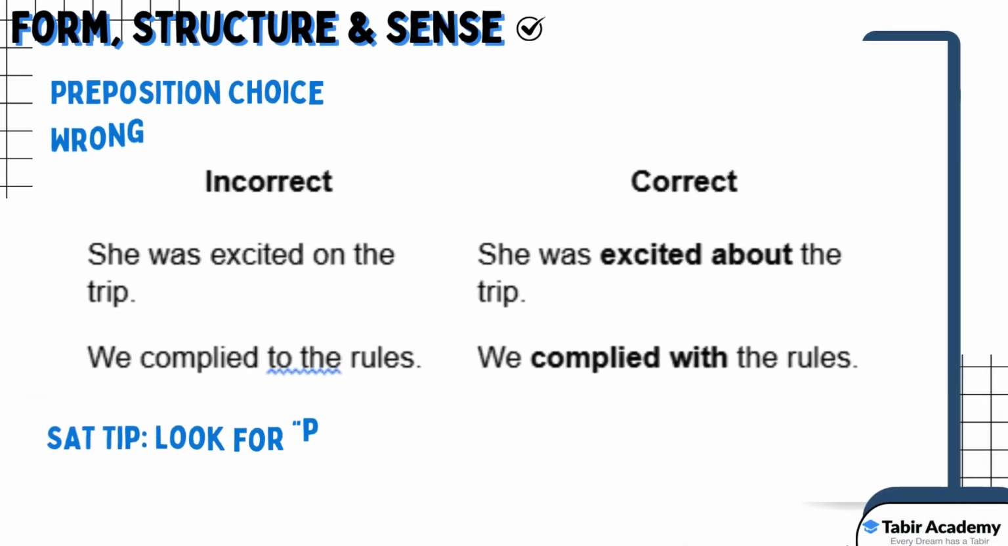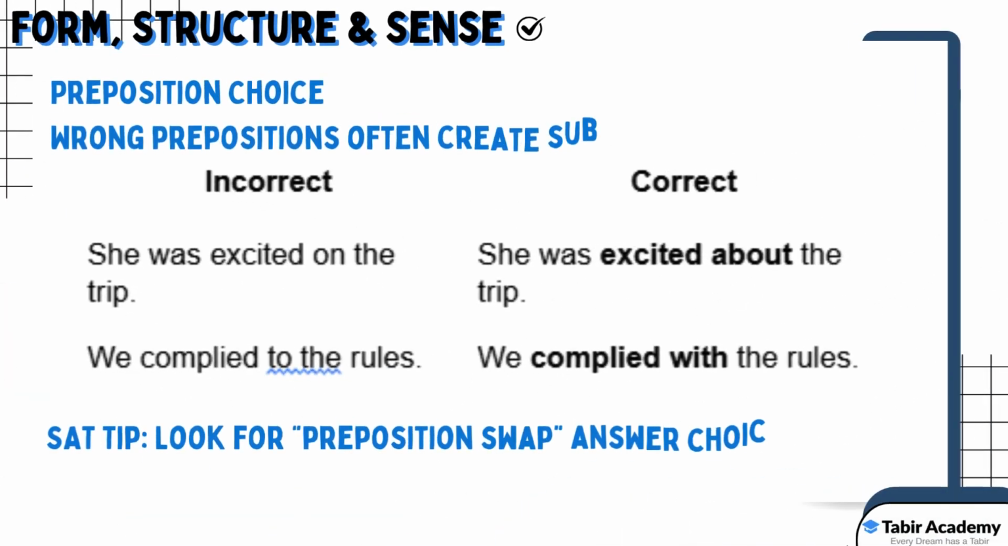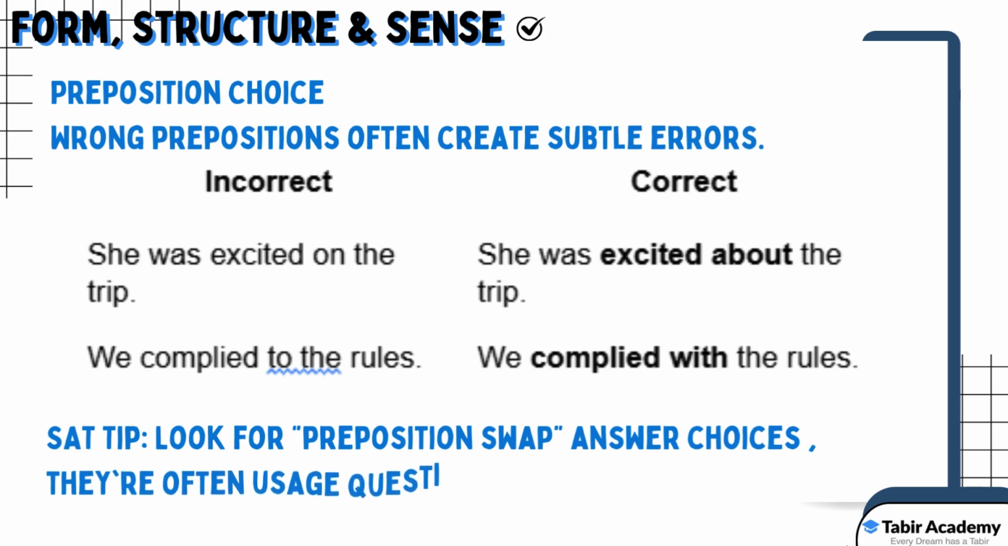Preposition choice. Wrong preposition choices often create subtle errors. Incorrect version is "she was excited on the trip." "She was excited about the trip" is the correct version. "We complied to the rules." "We complied with the rules" is the correct version. Look for preposition swap answer choices. They're often used as questions in disguise.